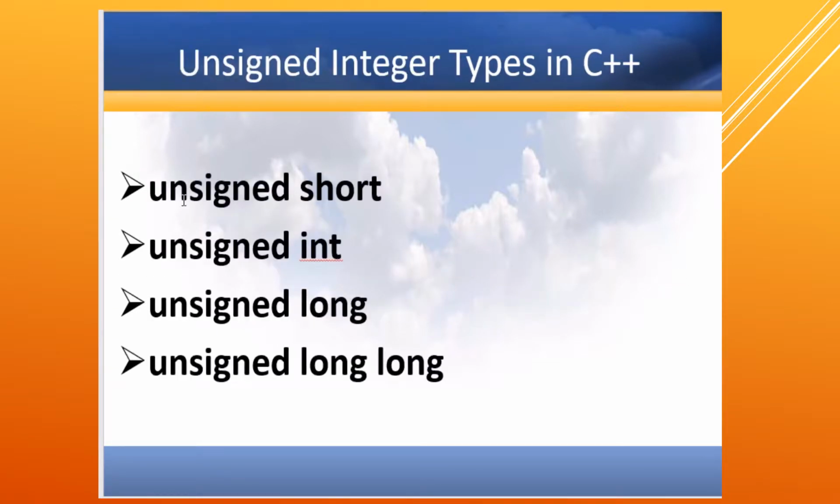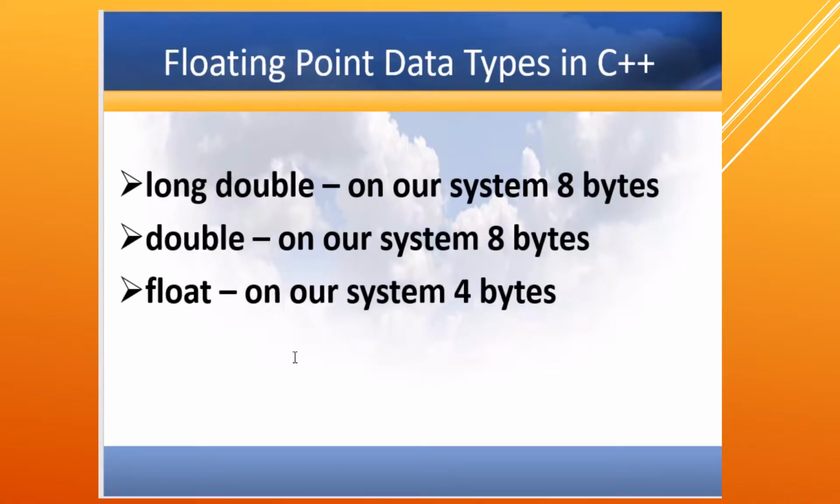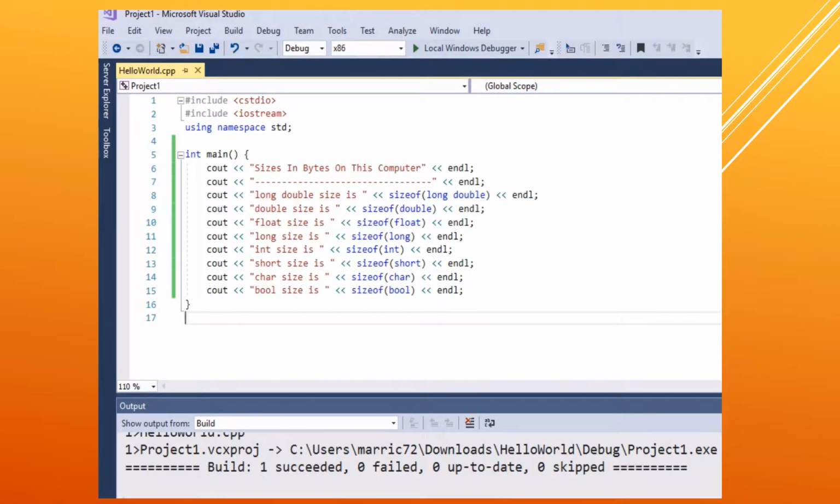We have also unsigned versions of these data types. If you know you're not going to have a negative number, you can give yourself more bits to work with if you use an unsigned short, unsigned int, unsigned long, or unsigned long long. We also have floating point data types. If you have a decimal point in your number, like 3.14, then you could use a long double, a double, or a float.